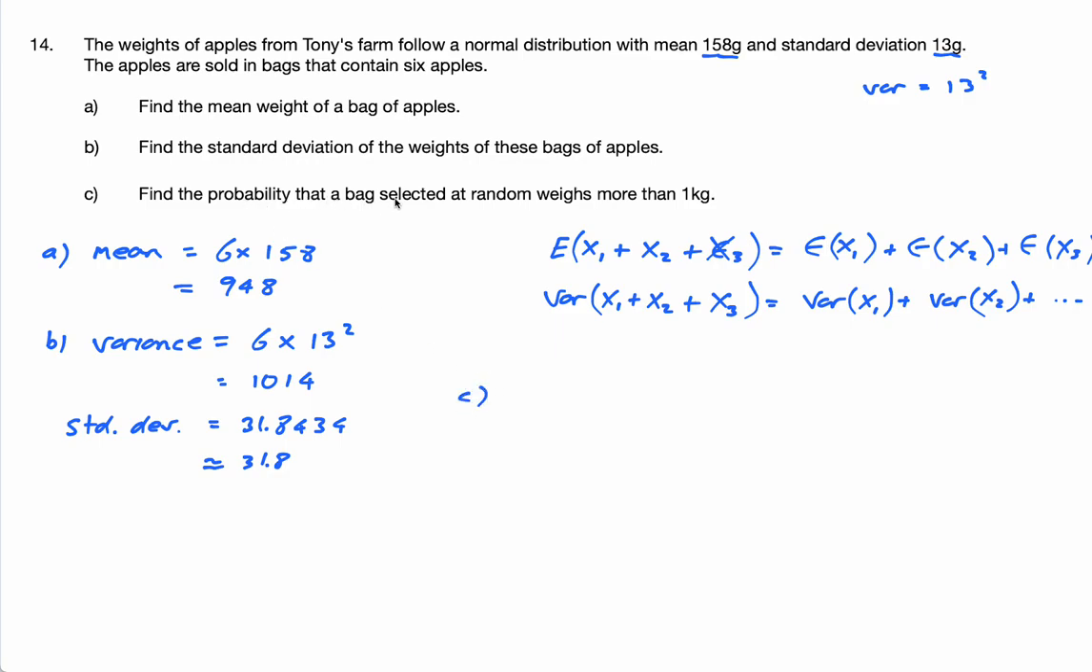Okay, part C. Find the probability that a bag selected at random weighs more than 1 kilogram. Right, that's a little tricky, a little bit of a sneaky thing there, guys. It's 1 kilogram. We're dealing with grams here, so just be careful.